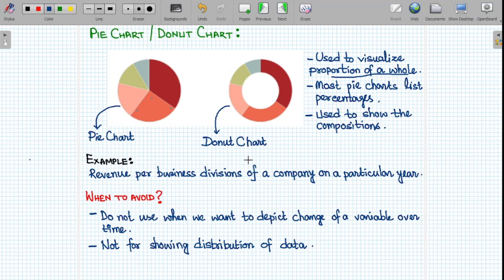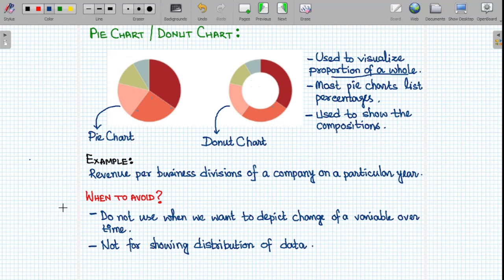Donut chart also does the same thing, but in case of donut chart, there is a hole inside. This empty space can be used to depict the numeric value of total revenue. Other than this, there is no major difference between pie chart and donut chart.